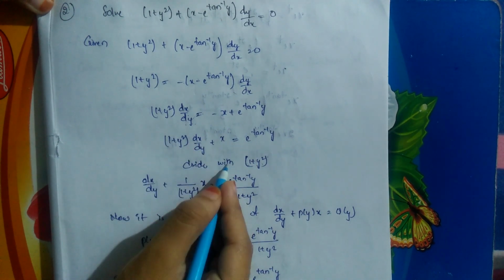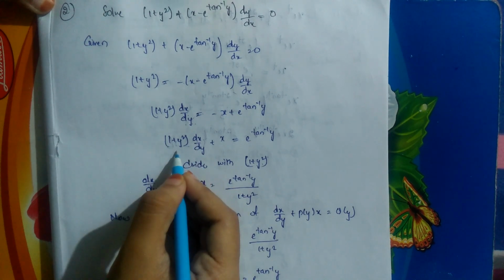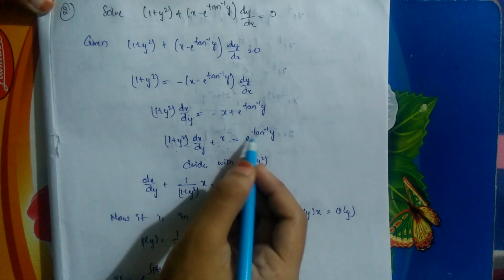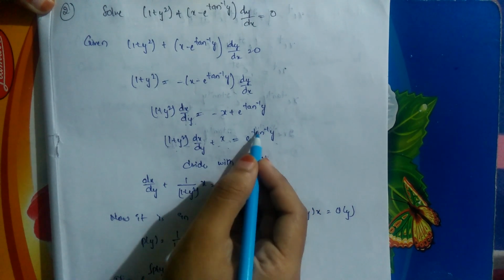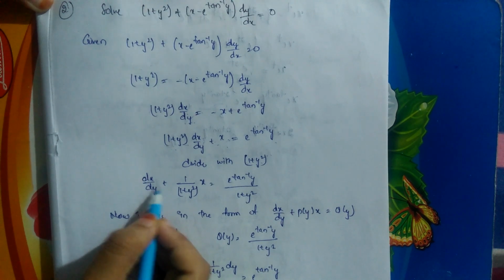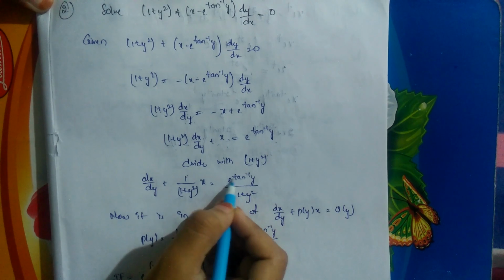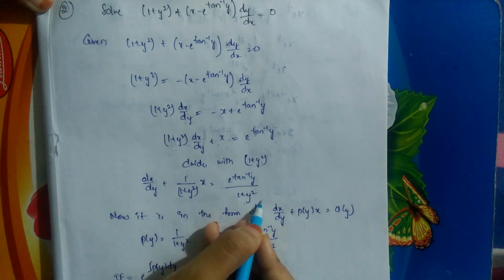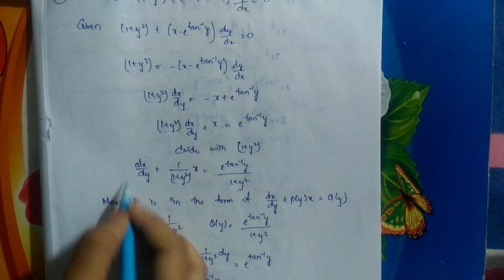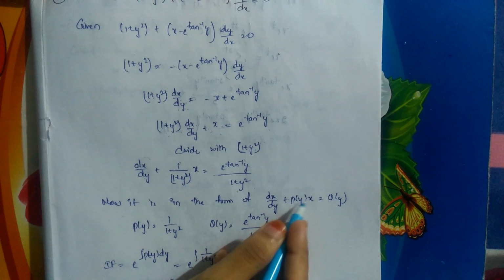So when we divide by 1 + y², the coefficient of dx/dy becomes 1, and here we get x/(1 + y²), and on the right hand side we get e^(tan⁻¹y)/(1 + y²). So that is dx/dy + (1/(1 + y²))·x = e^(tan⁻¹y)/(1 + y²). Now we have made the coefficient of dx/dy as 1.